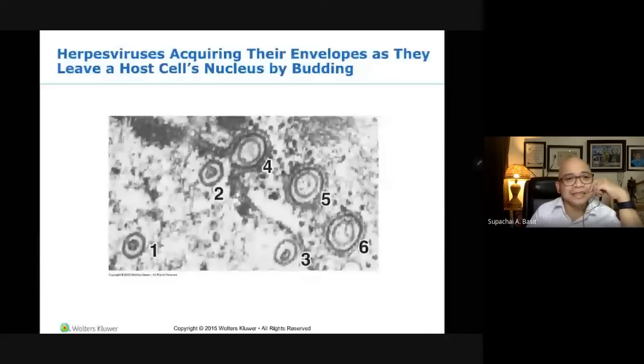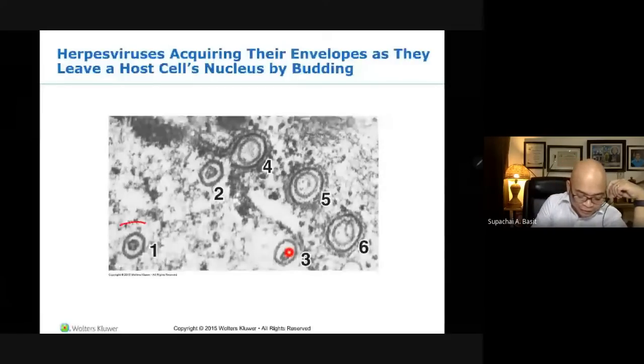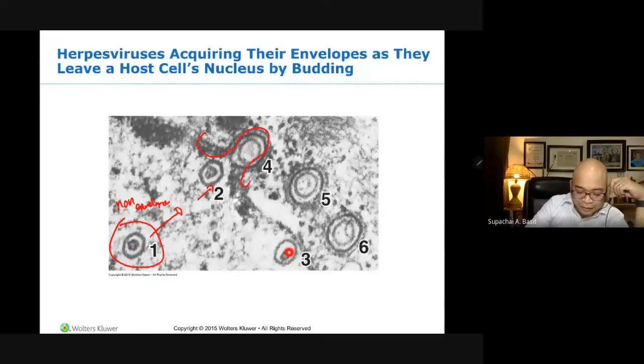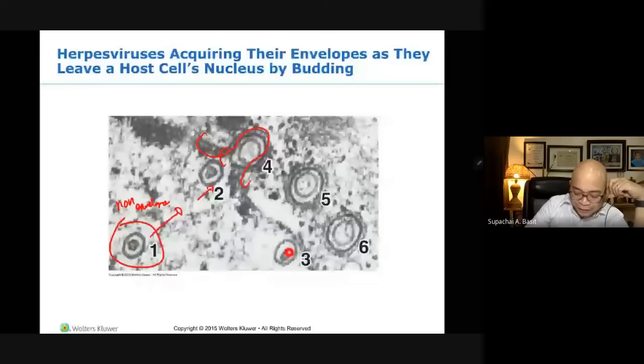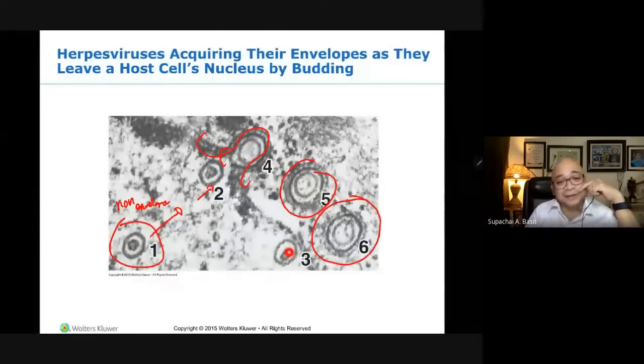This is a transmission electron micrograph view of herpes virus. Herpes virus is an example of an enveloped virus. As you can see, before leaving the cell, it is still non-enveloped. As this virus tries to leave the cell, it will take the cell membrane of the host, and the cell membrane of the host will surround the entire capsid, and now you have an enveloped herpes virus. So again, the envelope is not coded by the virus, but it came from the host cell membrane.